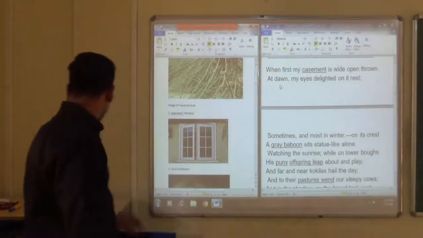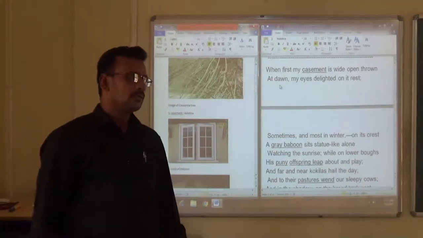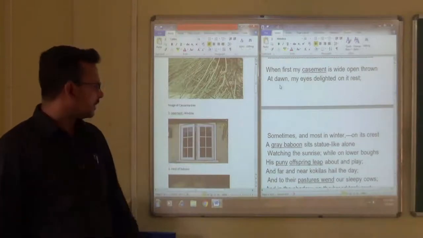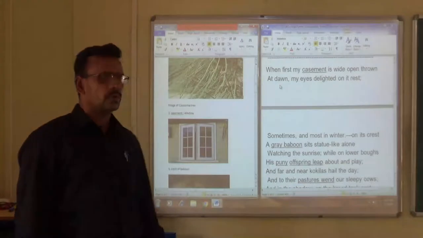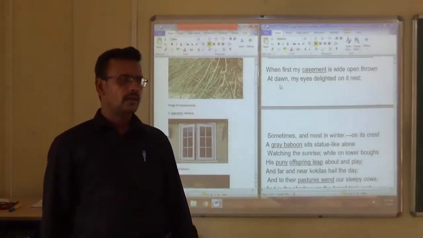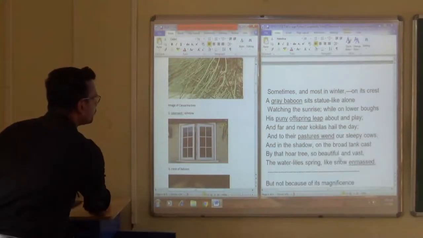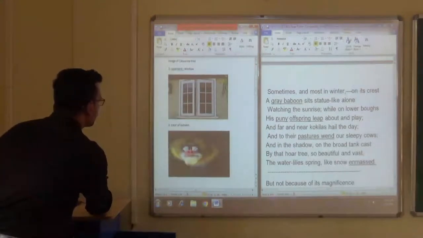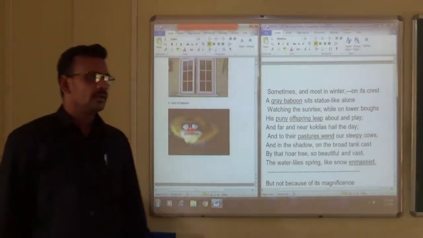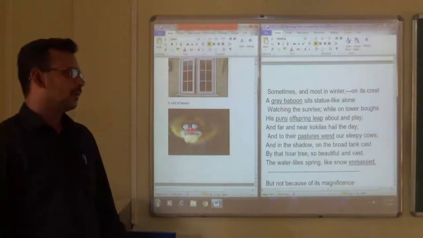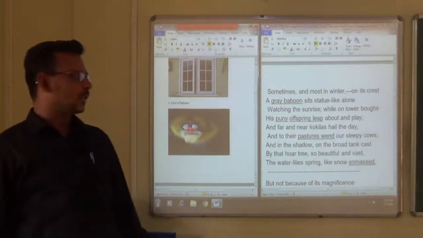The first one is, she noticed in the winter season, a grey baboon sits statue-like alone in the Casuarina tree. So here, the word baboon means, it's an image of a baboon. It is a monkey. Similarly, it is seen in Asia and Europe.